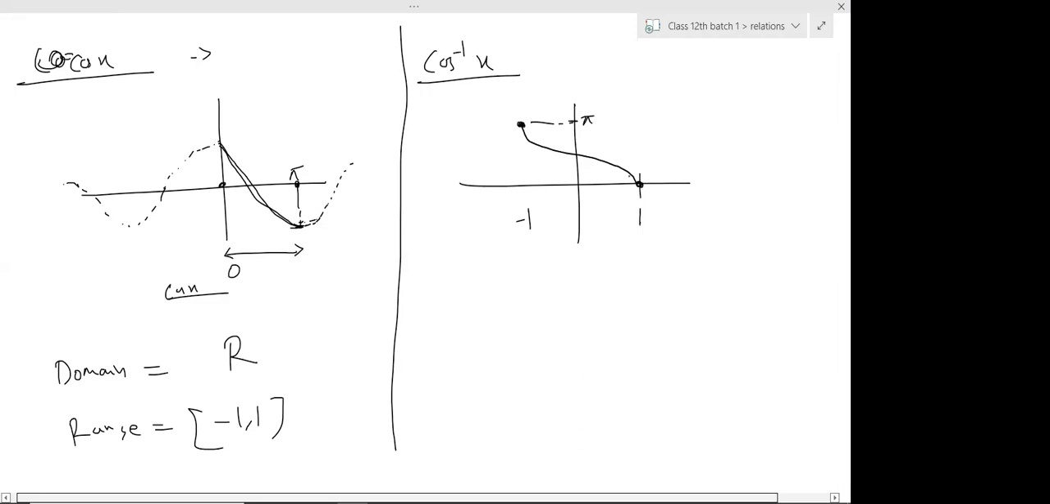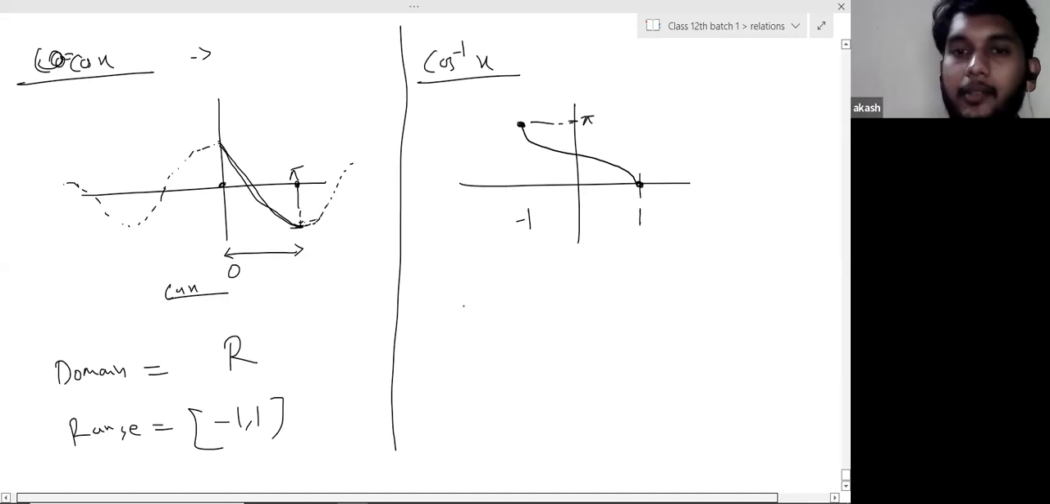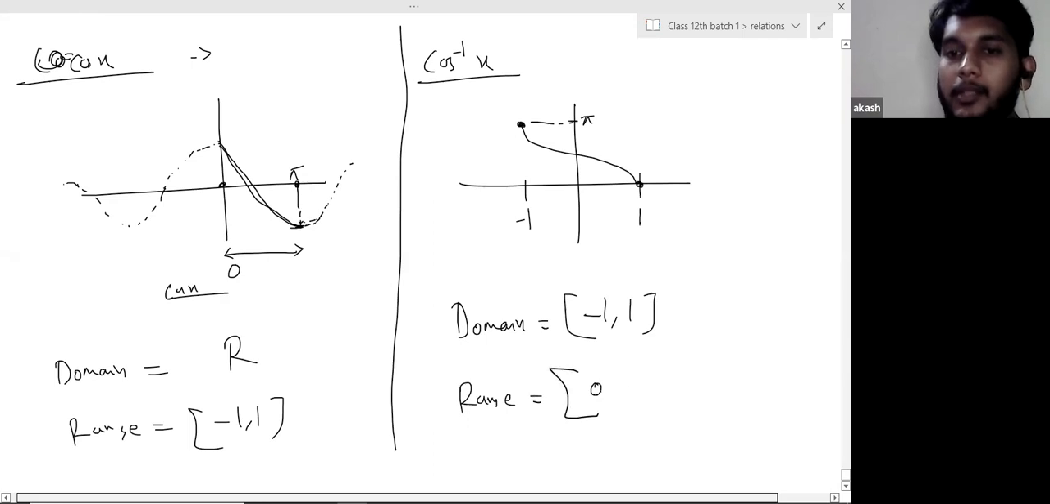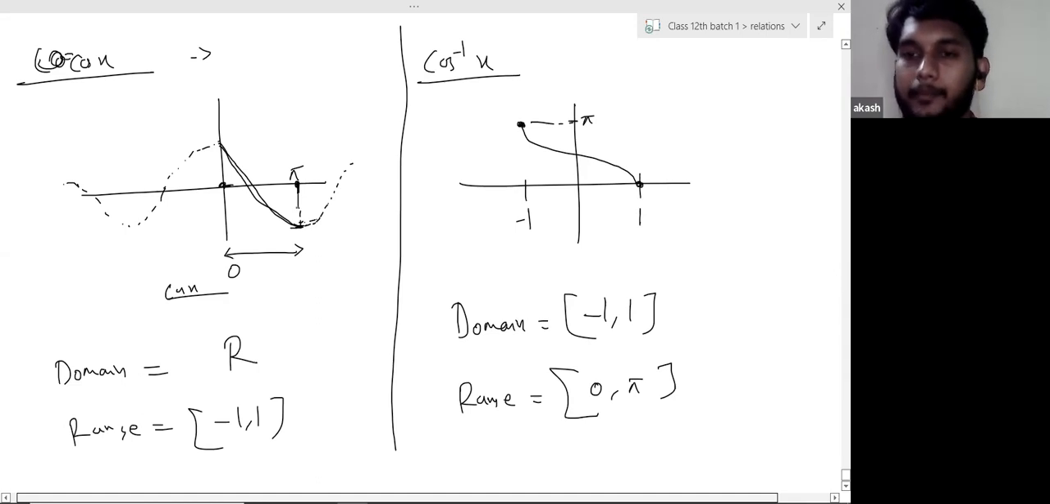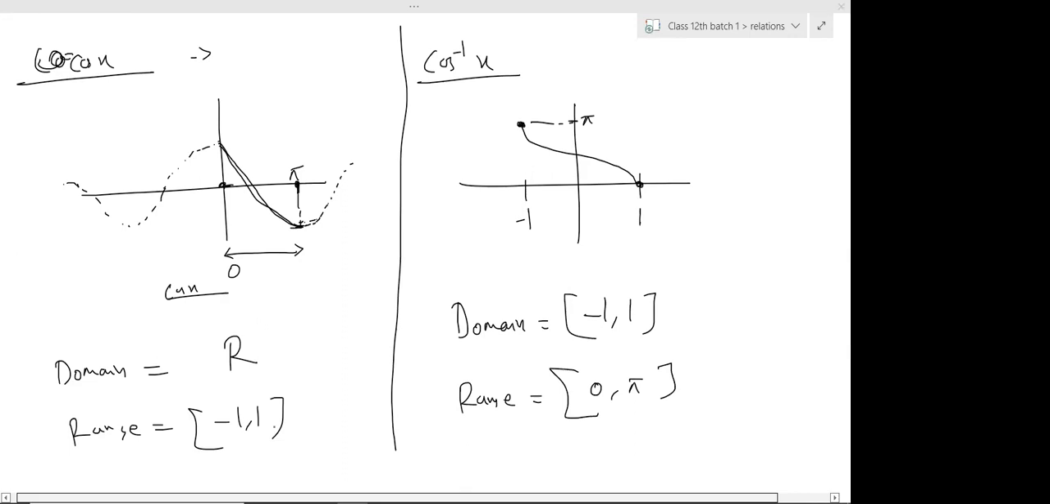Yes, sir. All right, so always try to draw this graph like this. So domain here, again domain is from minus 1 to 1, and range will be 0 to pi. All right, because we restricted the domain range from 0 to pi. All right, is it clear? Yes, sir. Everyone, this is clear or not? Yes, sir. All right, note it down.